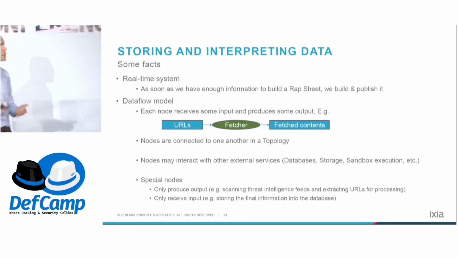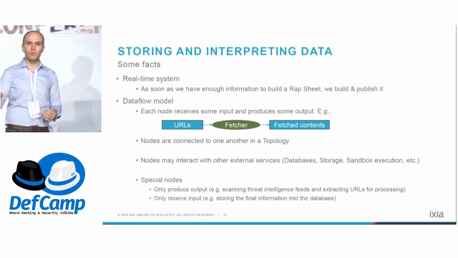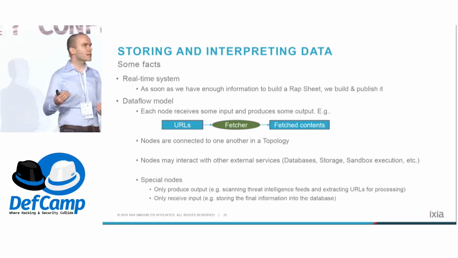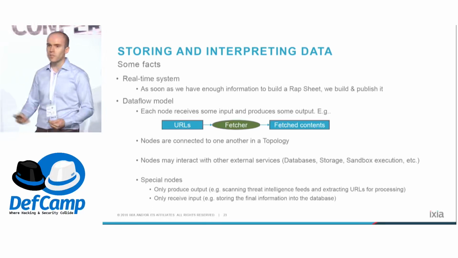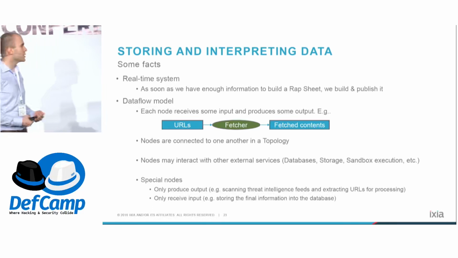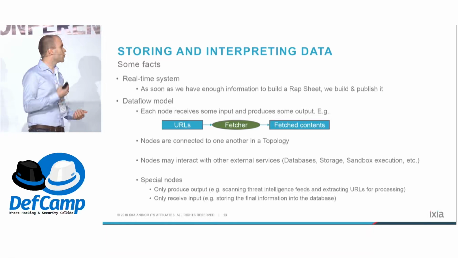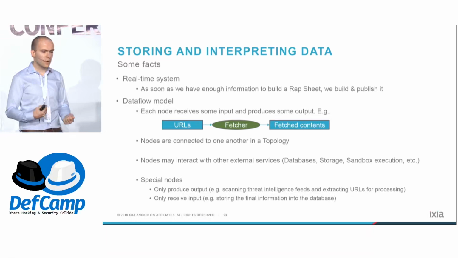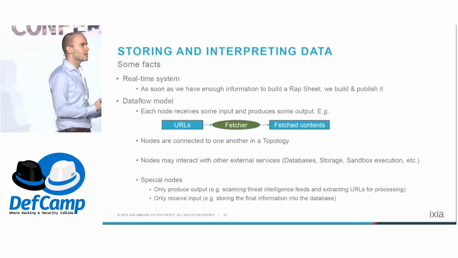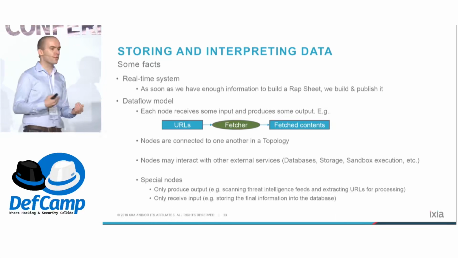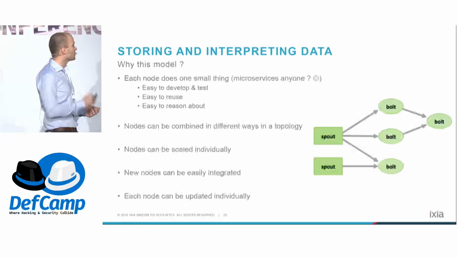Okay, one more thing to note, you can also have special nodes in the system. These are nodes that basically produce only output. One such node in our system is called the collector, which periodically scans threat intelligence feeds for URLs and binaries and pushes them through the system for scanning. Another type of special node is one that only receives input. You can think of this as the end node that, once it has all of the information, aggregates it in the DB and populates all of our nice little entities like IPs, SHAs, URLs, or domains.